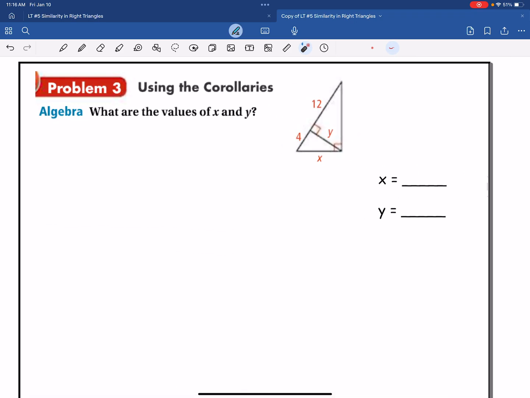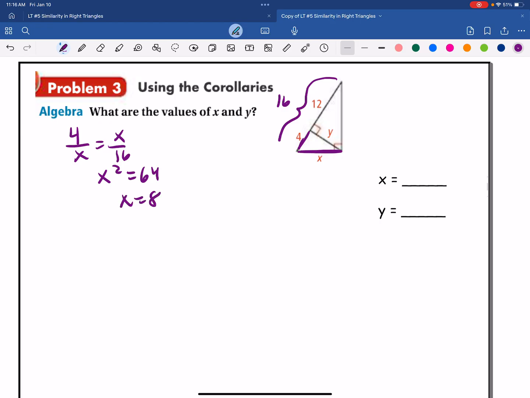All right, pause the movie, solve for x and y, and then press play when you are finished. All right, to solve for x, we say x is the geometric mean between the entire length, which is 16, and the 4. So 4 is to x as x is to 16, and we cross multiply and we get x squared equals 64, so x is 8.